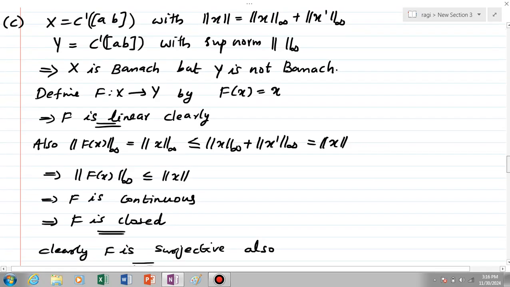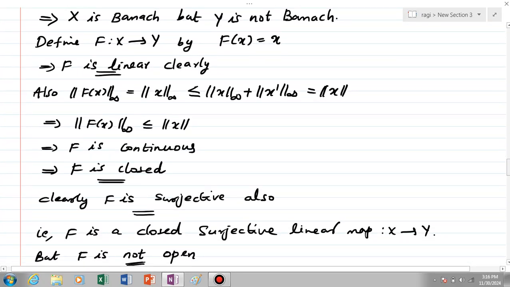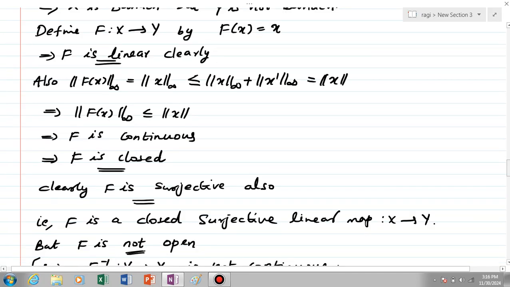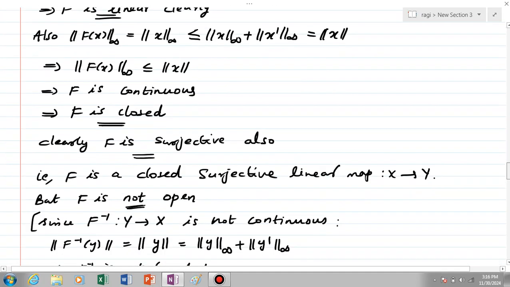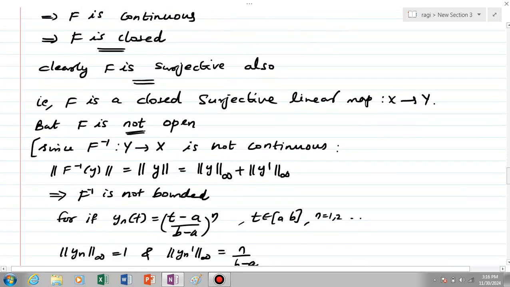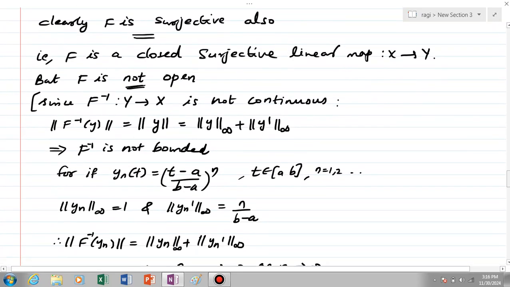So we have a closed linear map F, which is also surjective, because the map f(x) = x is clearly surjective. But here F is not open because F inverse is not bounded. Because F inverse, defined from Y to X, is not continuous, because the norm of F inverse of y is equal to the norm of y, which is norm infinity of y plus norm infinity of y dash.